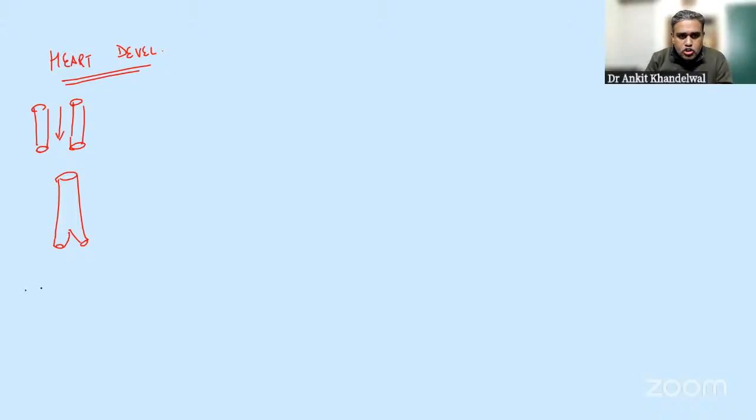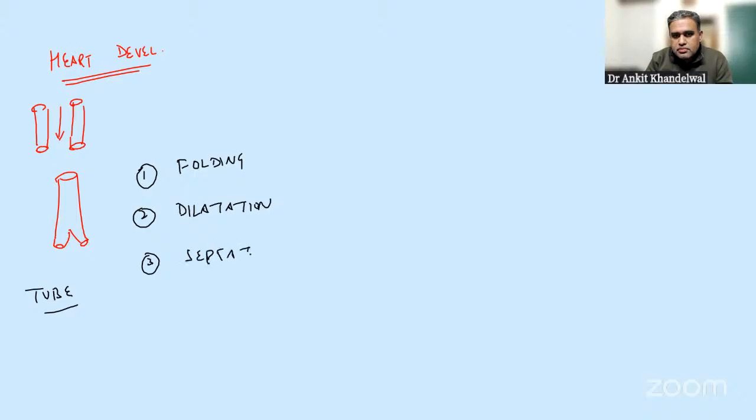Now, there's a tube over here, as we can see. What happens to this tube? Two or three things will happen. One is that there is going to be folding of the tube. Then there are going to be a few dilatations that you will see in the tube. Then finally, there's going to be septation of the tube. Fine, sir, but what do they actually mean?